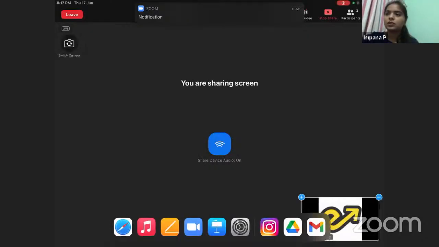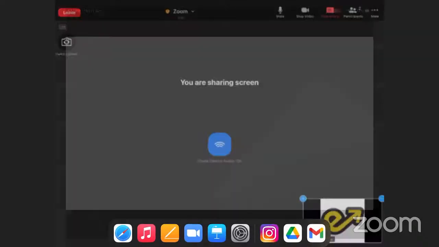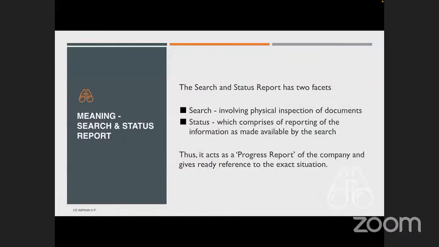Now, because we have understood why this entire report came into picture, let's understand what the meaning is, or what the segments involved in this report are, right? I'll just share my screen. Okay, cool. So what is the meaning of a search and status report?